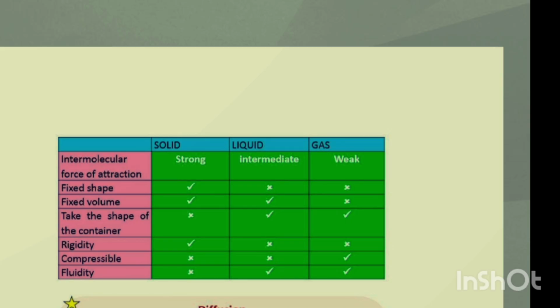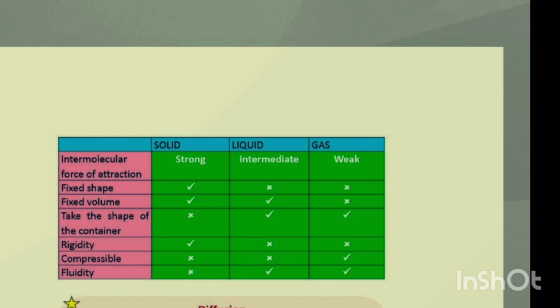In this box we can get very good information on all those points in one place. The intermolecular force of attraction is strong in solid. In liquid it is not strong, and in gas also it is not strong. Then fixed shape: a solid has a fixed shape, whereas a liquid takes the shape of the container. Gases are free moving; they don't have any shape or any volume. But the solid cannot take the shape of the container, because it already has a shape. The liquid can take it up, and even gas can take it up.